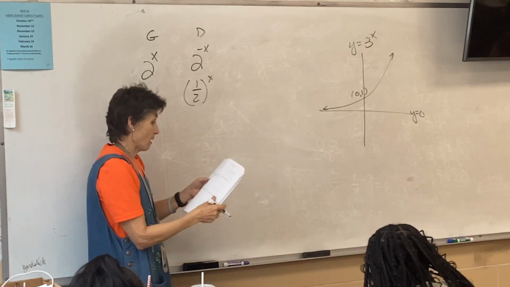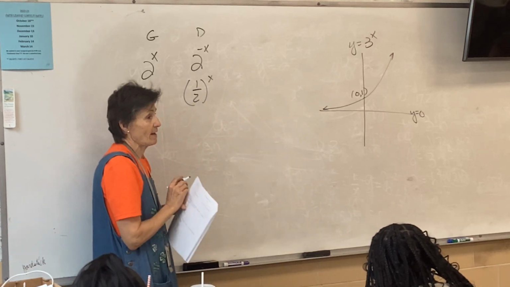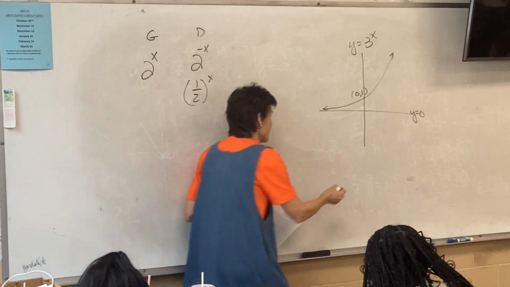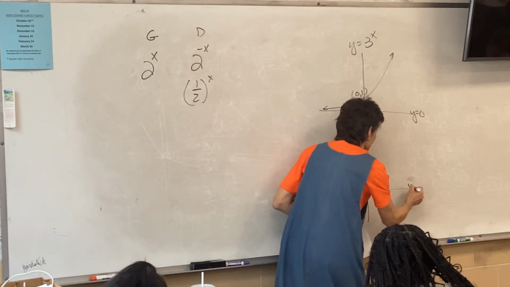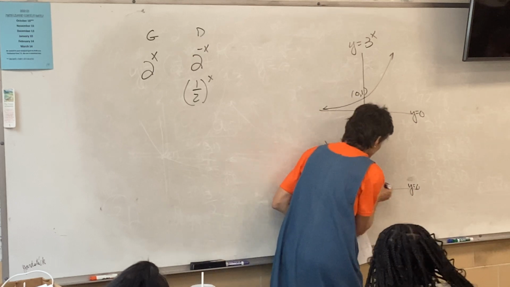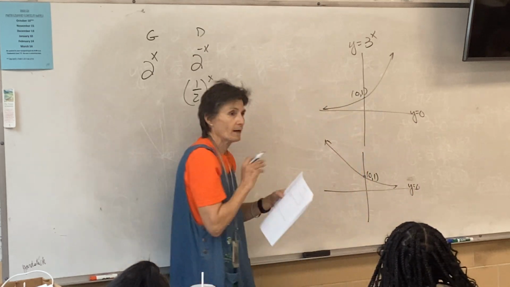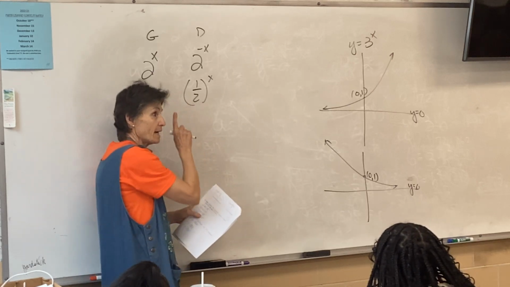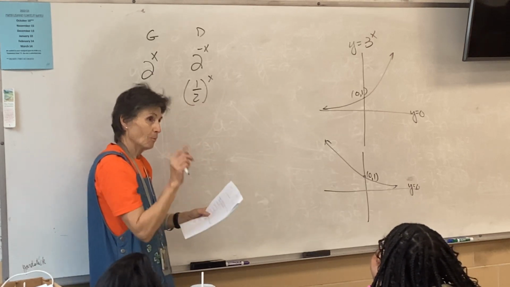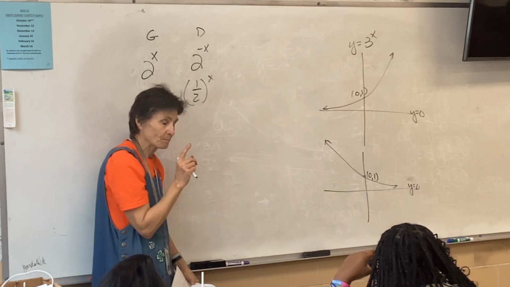Okay? Now, what about 3 to the negative x? Decay. That will be decay, and that one will have the same intercept and the same asymptote, but it's going to be coming down like this. All right. What about 1/2 to the x? Decay. Now, be careful with this one.